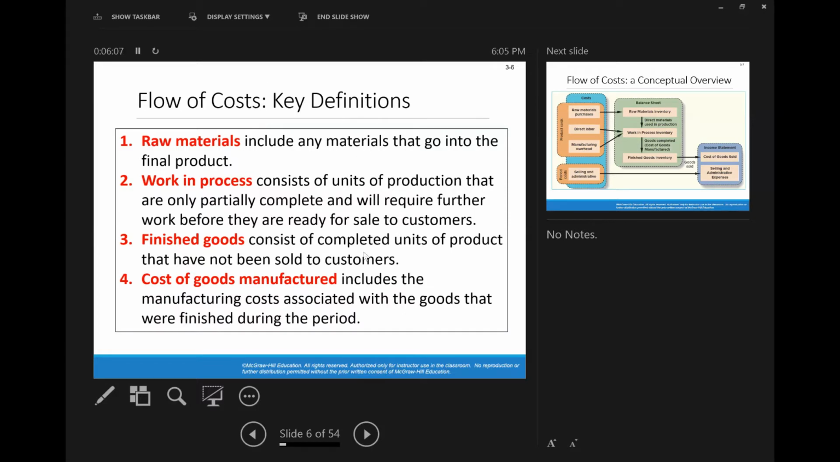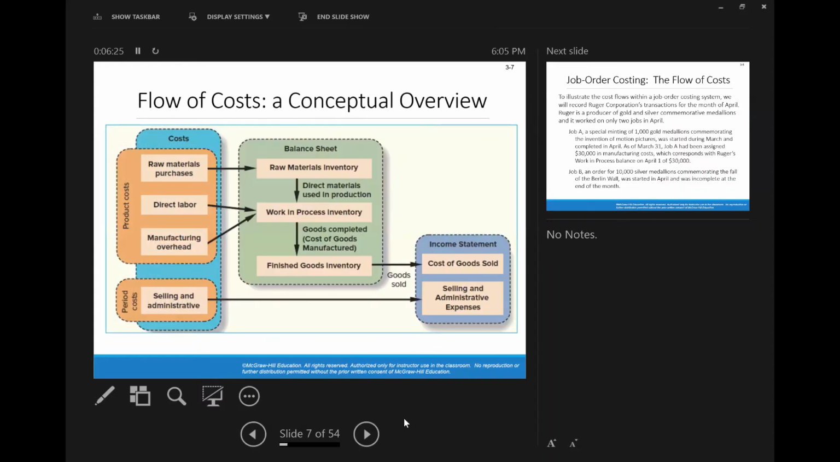Okay, so cost of goods manufactured is just what the amount is that we're pulling out of that work in process, putting into finished goods. That's the manufacturing cost. So we'll have some in there that are left in work in process, and we'll have some that move on to finished goods. And we'll look at all that tonight and do the journal entries.